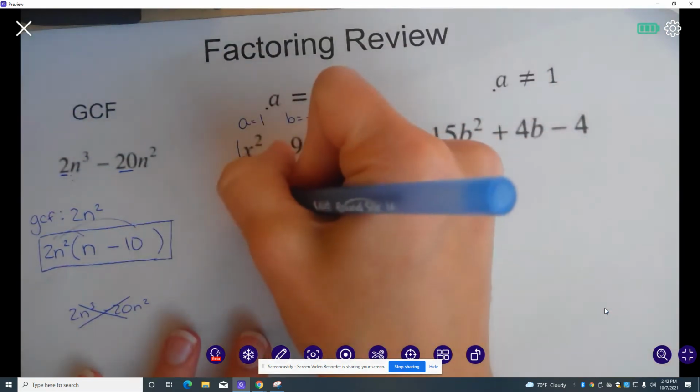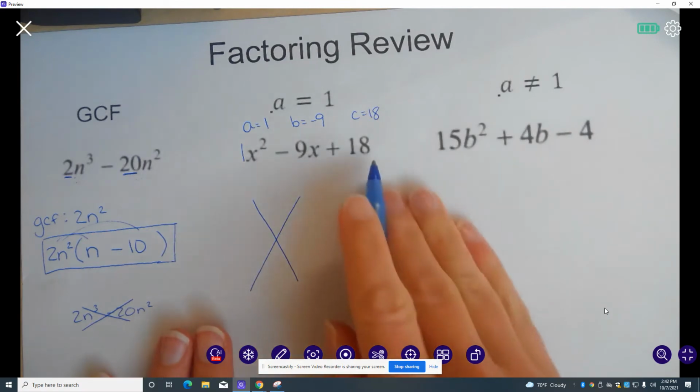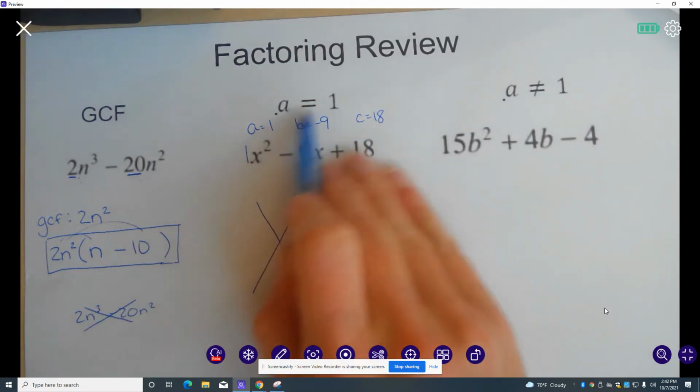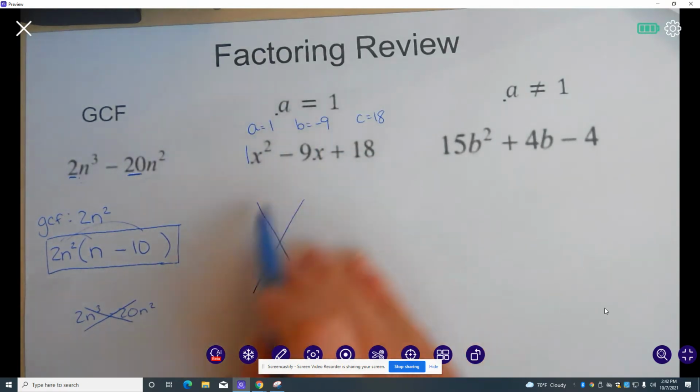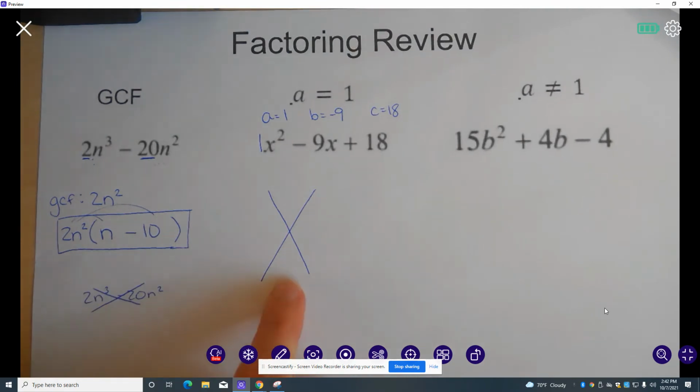And so we're going to start by making an X here. Now, in this example, A is equal to 1. When A is equal to 1, we only need to do the X part of the X-box method. So we're going to review that here.